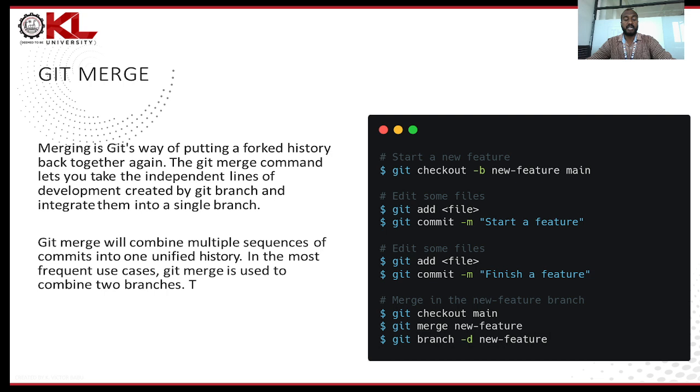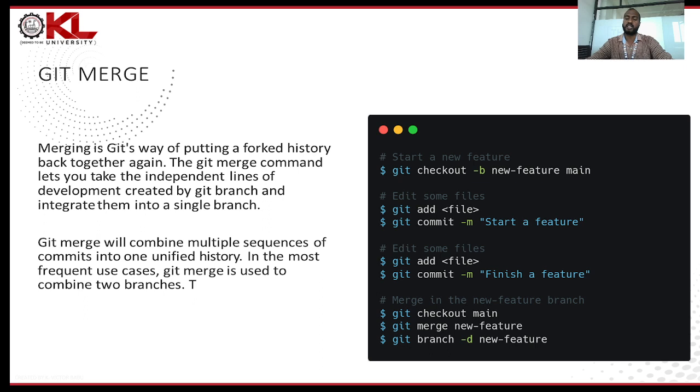You see here, git merge will combine multiple sequences of commits into one unified history. In the most frequent use cases, git merge is used to combine two branches. Here you see git checkout -b new feature. I take that new feature, created and I am in the new feature also. Git add, I'm taking one file, git add file. After that I committed my feature. Then if I want to edit something, I'm doing some finishing operation. After that we are merging, git merge, then we take the new feature.